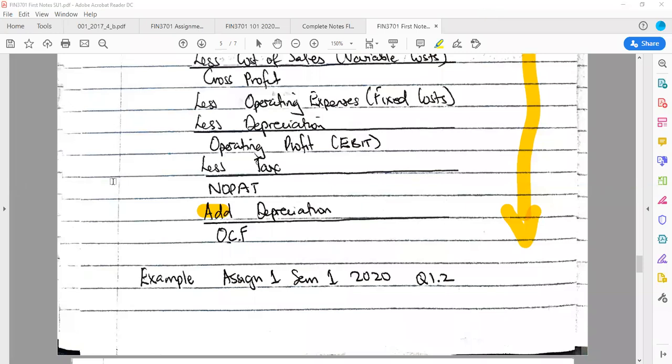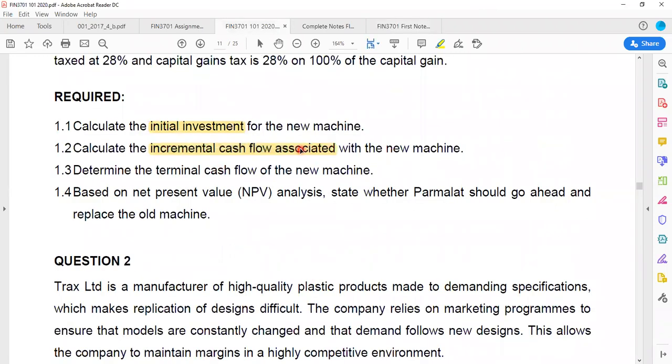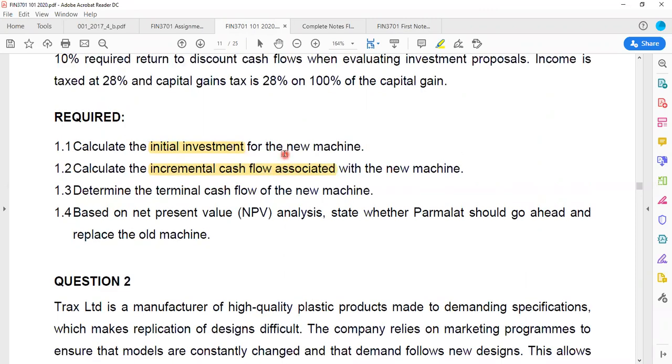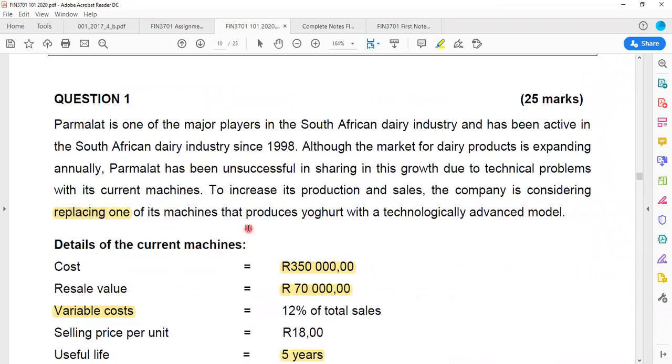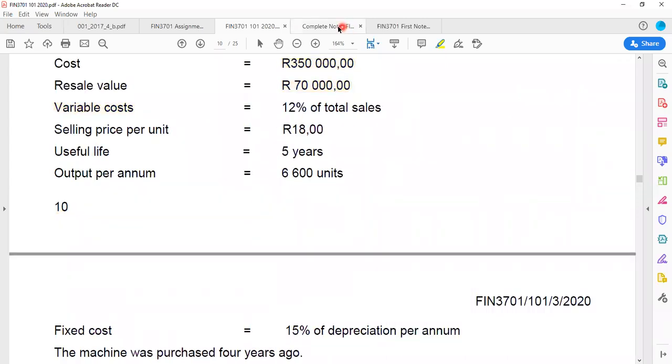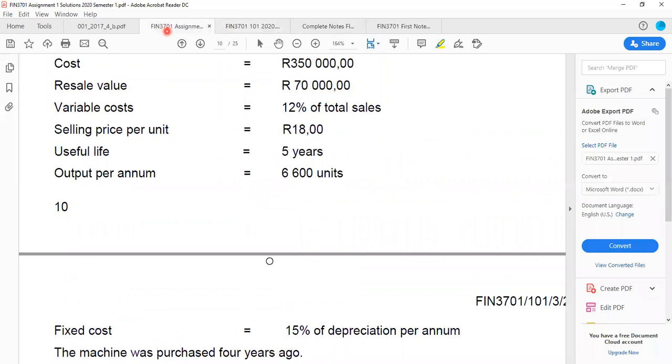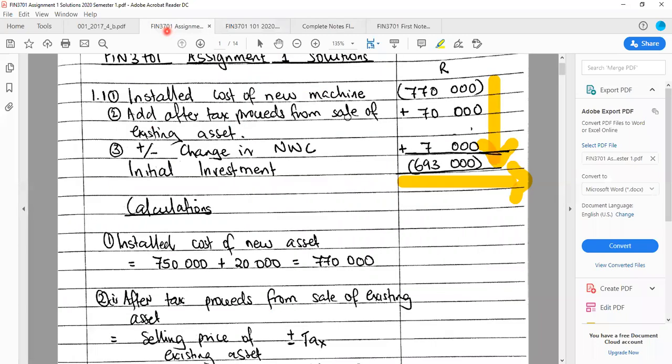Part 1.2 says, calculate the incremental cash flow associated with the new machine. So they want the incremental operating cash flow. And the reason they want it is that it's a replacement problem. We are replacing the current machine with a new machine, so we are concerned with the incremental operating cash flow. To do this, you have to reconstruct your income statement, and you should get something like this. I'm going to explain where all these things are coming from and what they mean.